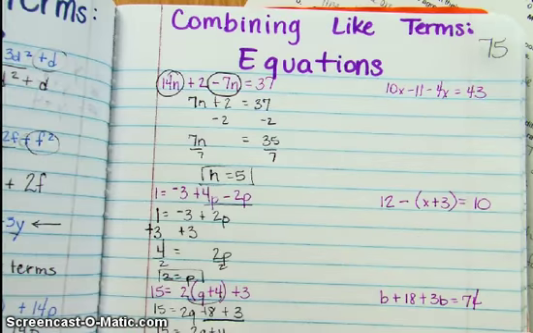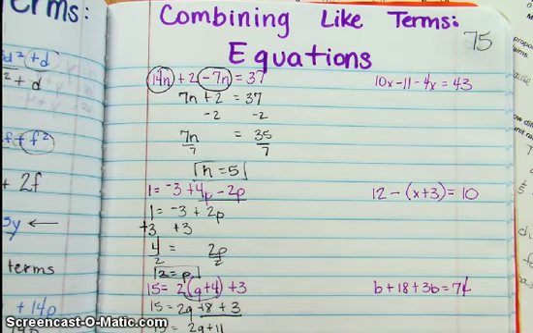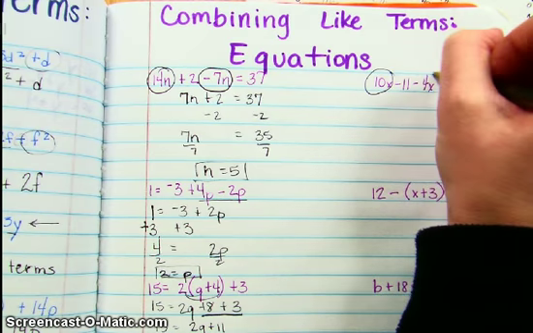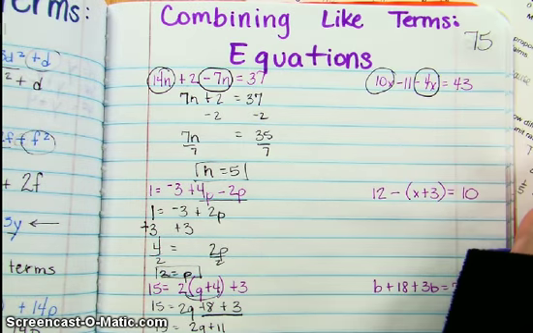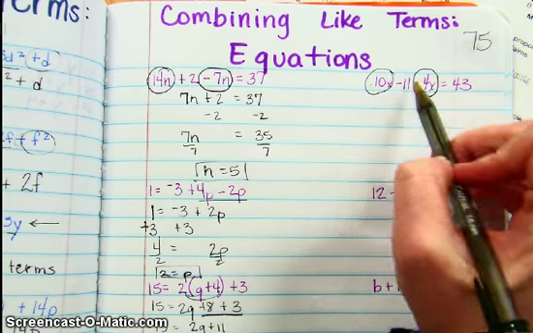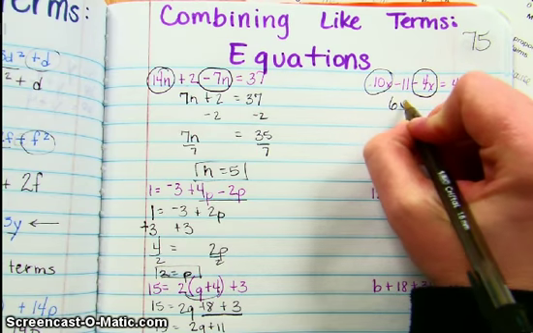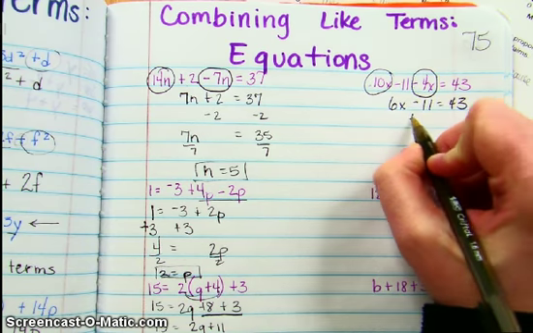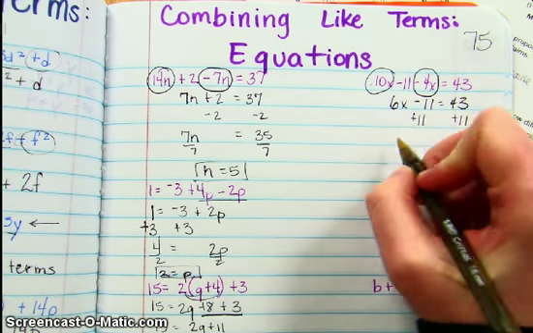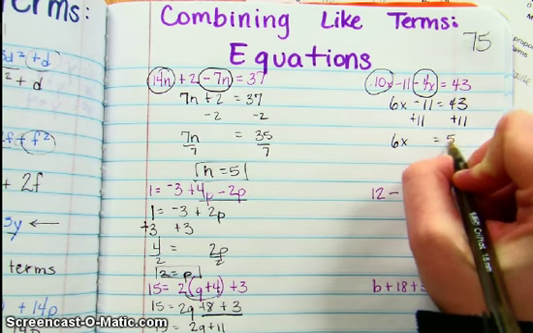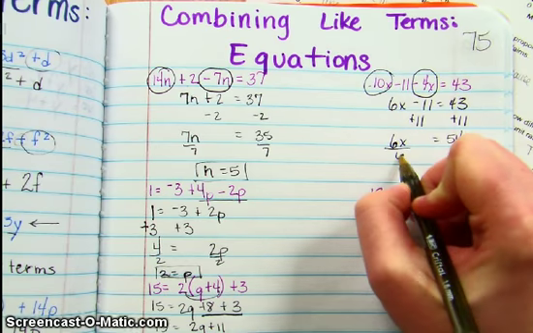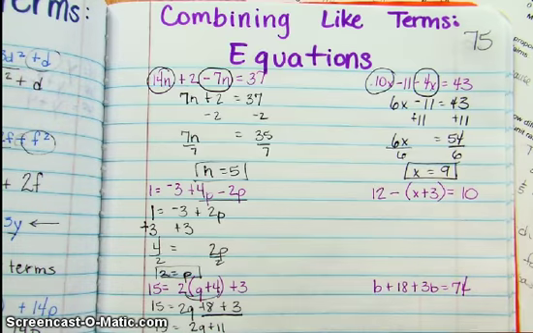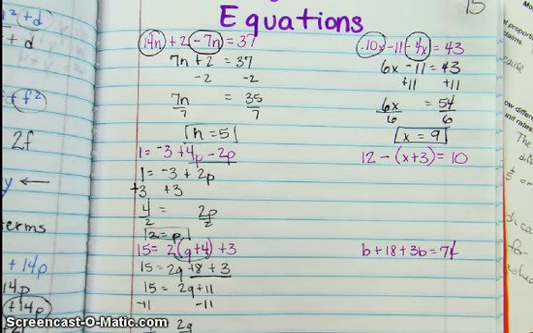Next, we have 10x minus 11 minus 4x equals 43. Like terms are the x's, and in front of that 4x we have a subtraction. So 10x minus 4x is 6x. Bring down your subtract 11 equals 43. Two-step equation, we add 11 to both sides. 6x is equal to 54. Divide by 6, divide by 6. X is equal to 9. Next question.